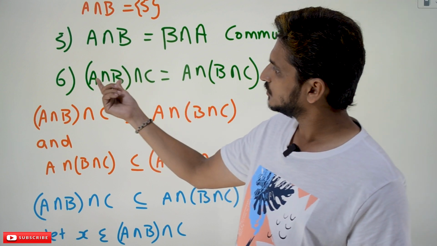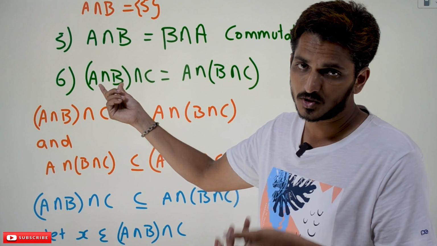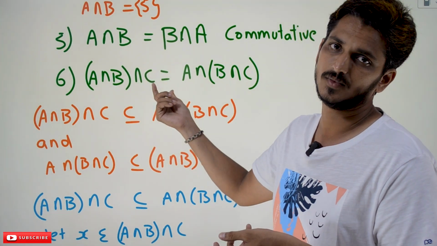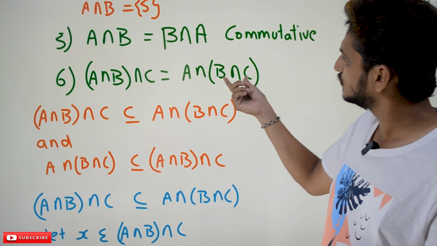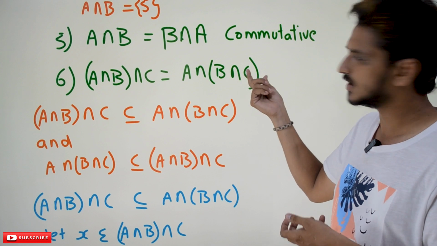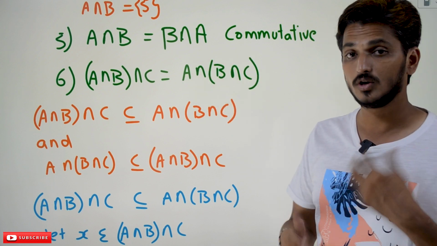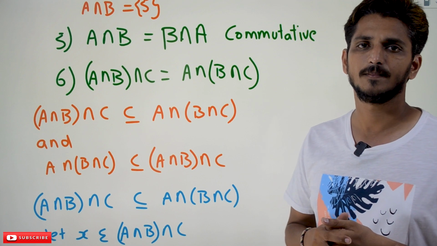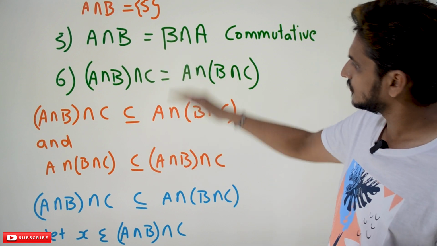It means you first do A intersection B. Whatever output you got, you intersect with C. Similarly, we first do B intersection C. Whatever output you got, intersect with A. You are going to get the same output. So we are going to show the proof for this.